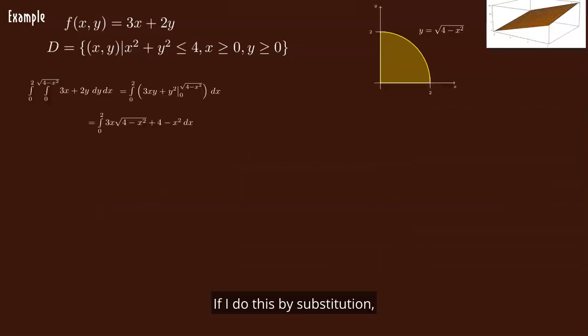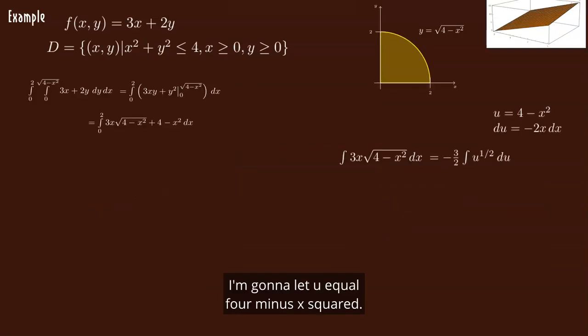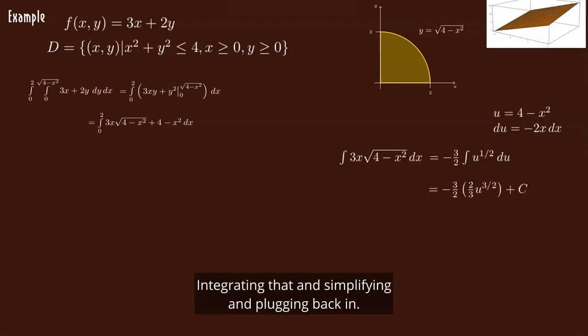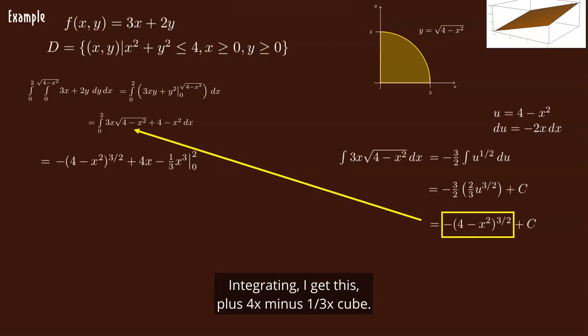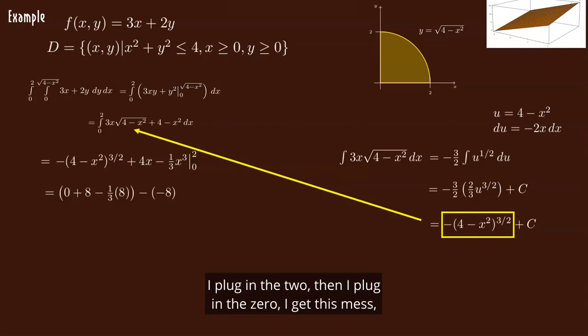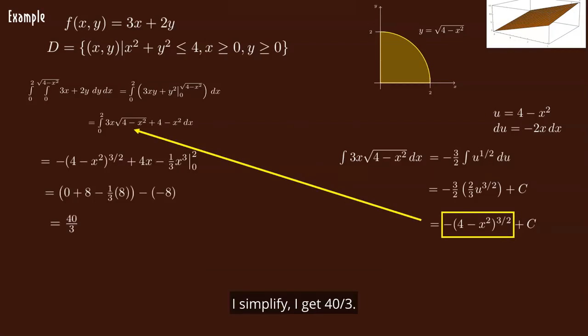If I do this by substitution, I'm going to let u equal 4 minus x squared, so du is negative 2x dx. That means my 3x square root of 4 minus x squared dx becomes negative 3/2 integral of u to the 1/2. Integrating that and simplifying and plugging back in, so that goes right there. Integrating, I get this, plus 4x minus 1/3 x cubed. I plug in the 2, then I plug in the 0. I get this mess. I simplify, I get 40/3.